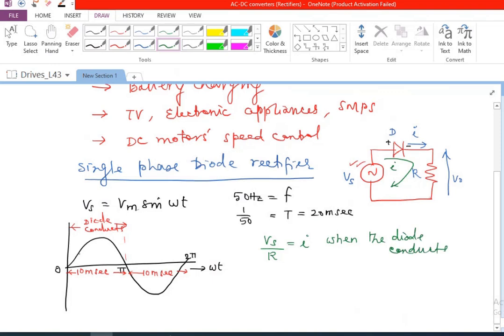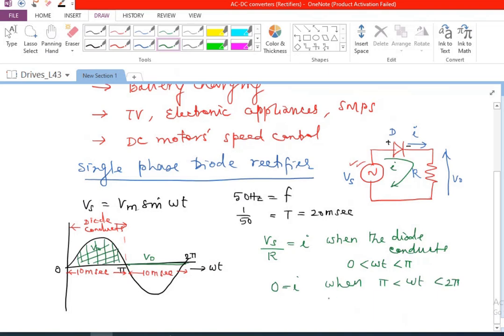So V0 will be available only during this portion. So this is going to be V0. Whereas during the reverse half cycle, the diode will not conduct, it will be off. So we will have V0 equal to 0 during this portion, and V0 is equal to Vs during the conducting portion. So the diode conducts from 0 to pi, and I is going to be equal to 0 when omega t is from pi to 2 pi.